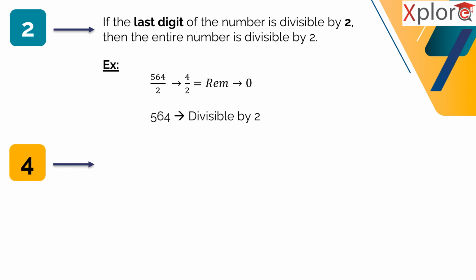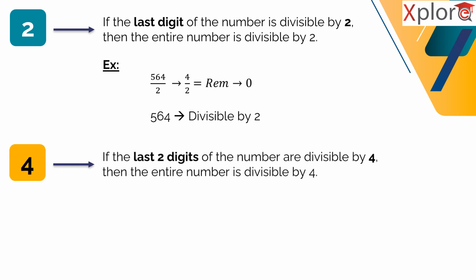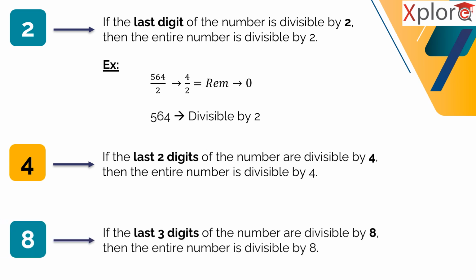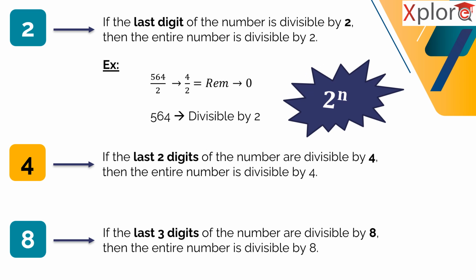Similarly, let's see divisibility rule 4. We can say a number is divisible by 4 when the last two digits of the number are divisible by 4. It is something similar to 2. In 2, it is the last digit. In 4, it is the last two digits. Again, the same thing with 8 also. We can say a number is divisible by 8 when the last three digits of the number are divisible by 8. And this divisibility rule is applicable for all the numbers which can be expressed in 2 power n form, that is, next 16, 32 and so on.